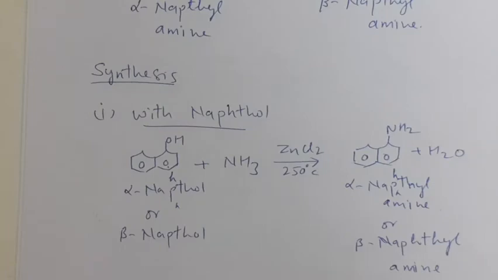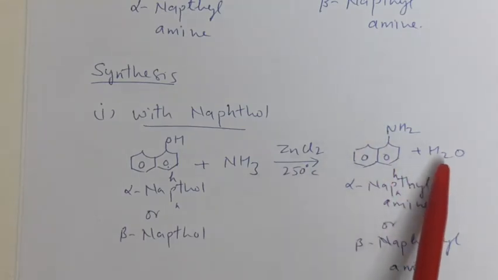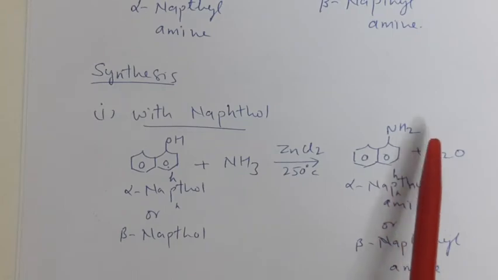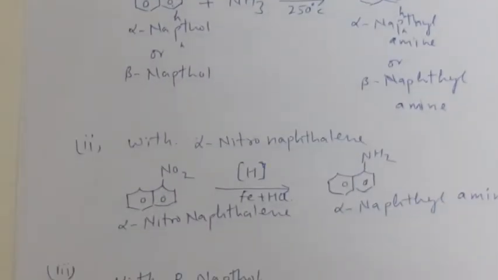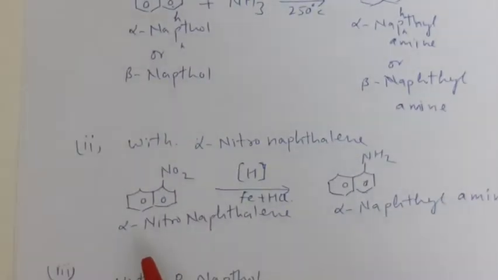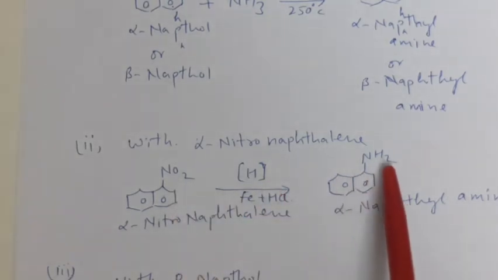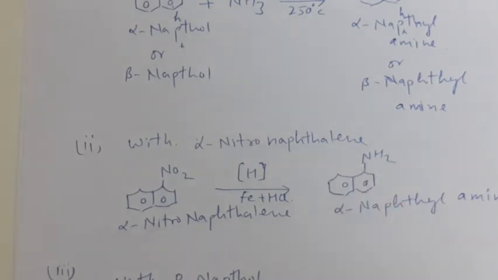The synthesis of naphthylamine from naphthol: alpha or beta naphthol reacts with ammonia in the presence of zinc chloride at 250 degrees centigrade. A water molecule is removed and we get alpha naphthylamine or beta naphthylamine. Another synthesis is the reduction of nitronaphthalene. If we take alpha nitronaphthalene, then in the presence of iron and HCl, it is reduced. The NO2 group is converted to an NH2 group and we get alpha naphthylamine.